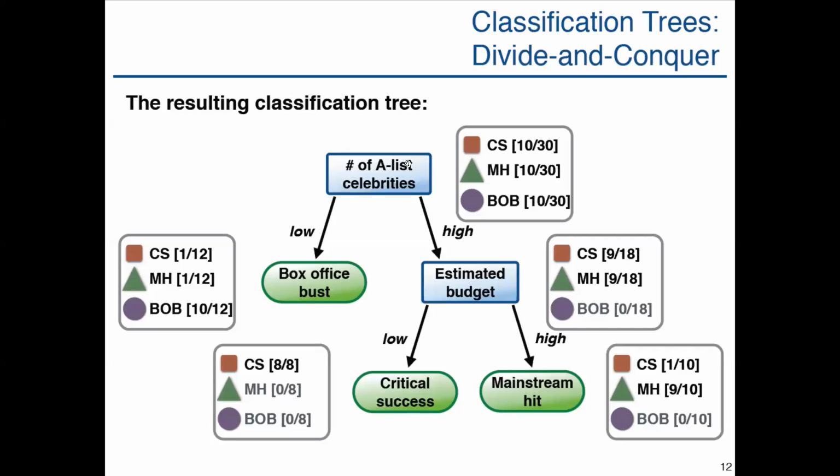So here we split on A-list celebrities. In the next step, we split it on budget instead, and we have 2 possibilities again: low and high. When the budget is low, we have 8 out of 8 critical success, so we predict critical success. When the budget is high, we have 9 out of 10 mainstream hits and only 1 critical success. So since the majority is mainstream hit, we predict mainstream hit in this case, right? So this is how you could build a tree like this, choosing based on the majority categories.